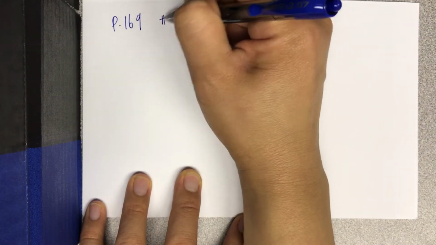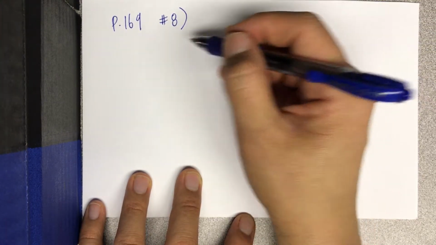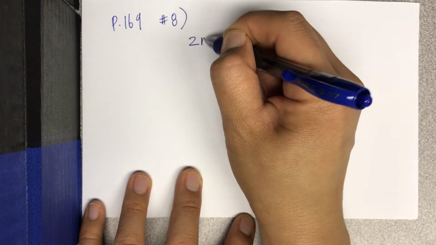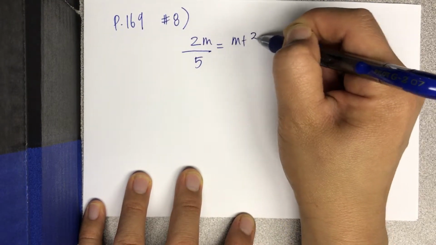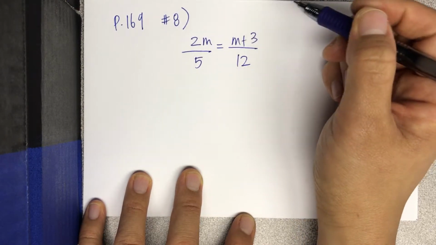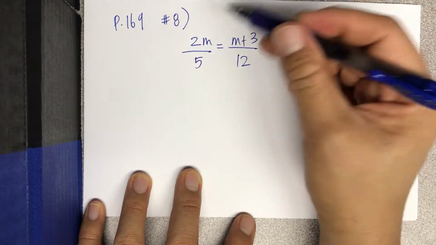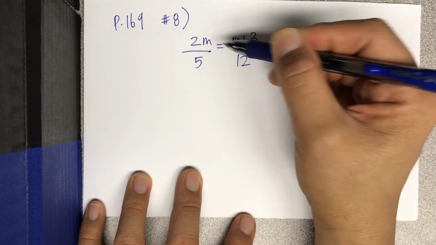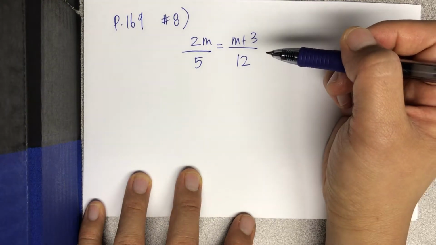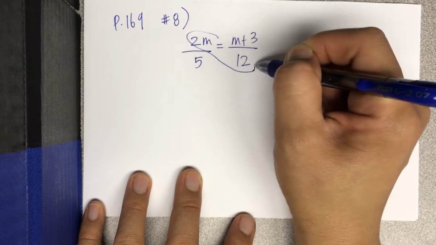We are doing number 8. This one is rational equations. Okay, so you have 2m over 5 equals (m plus 3) over 12. Immediately when I see this question, I know exactly what to do. Because there are two fractions right here, and in between them is an equal sign, that is always the sign for you to cross multiply.